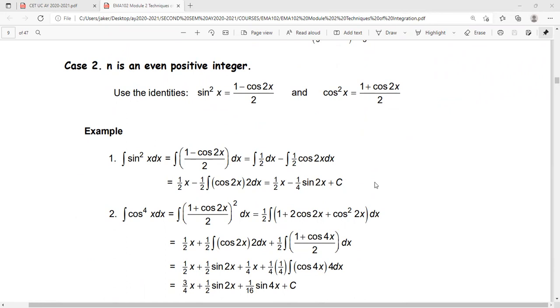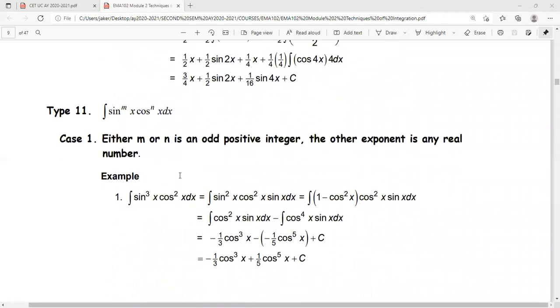That way, next week, we can have a new topic that is, I think if I'm not mistaken, techniques for handling inverse trigonometric functions. Okay, now for this afternoon class, we'll discuss type 2.